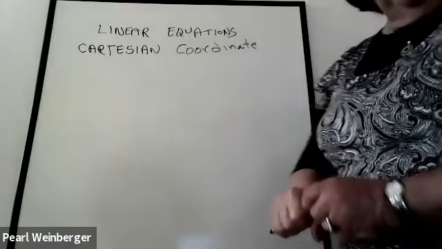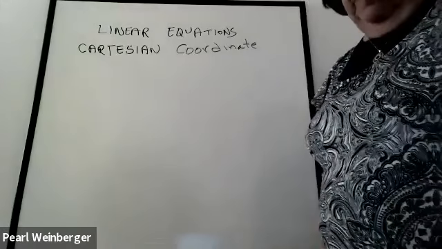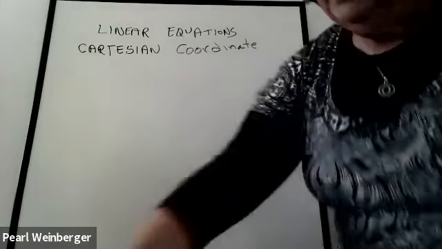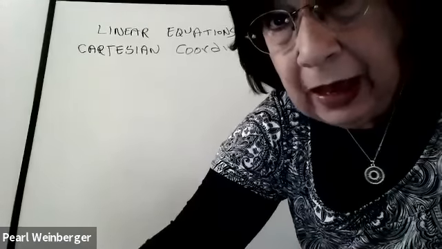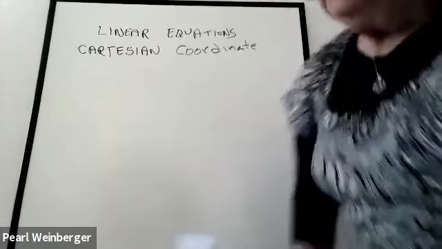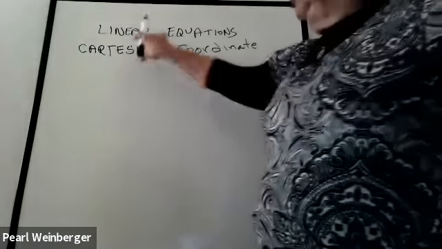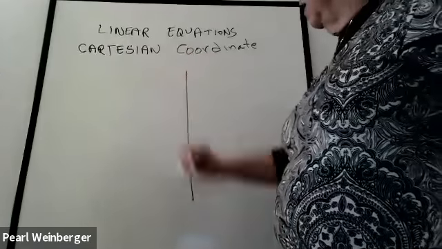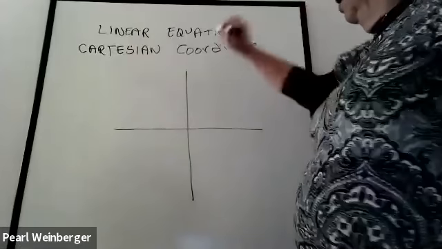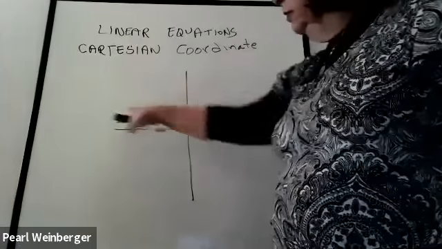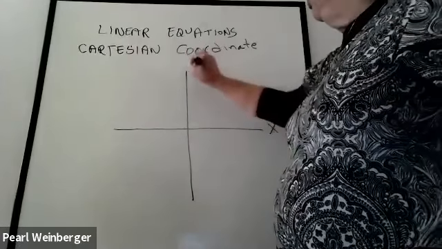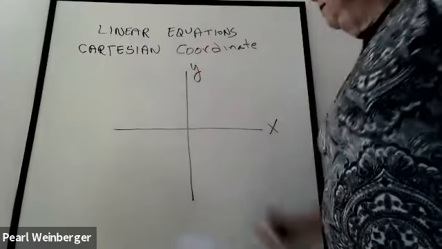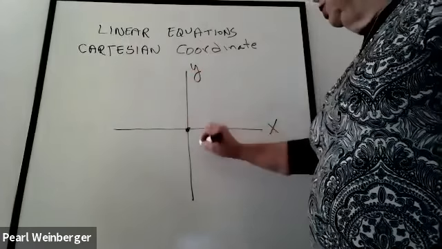The type of graphing that you've learned in school previous to this, and that you've done in other classes, is where you have two axes: a horizontal axis, one that goes side to side, which is called the x-axis, and a vertical axis, which is called the y-axis, and they meet at a point which we call the origin.